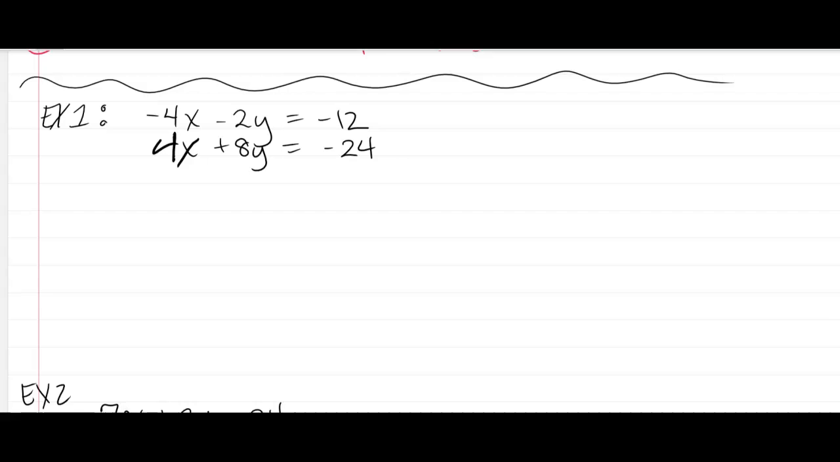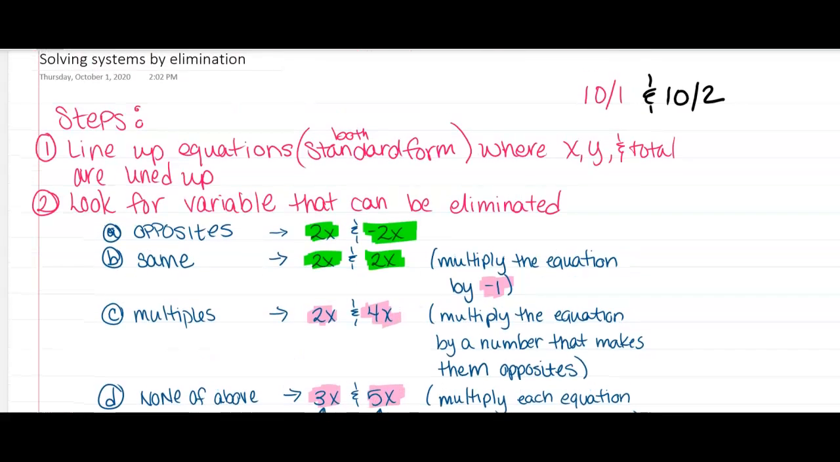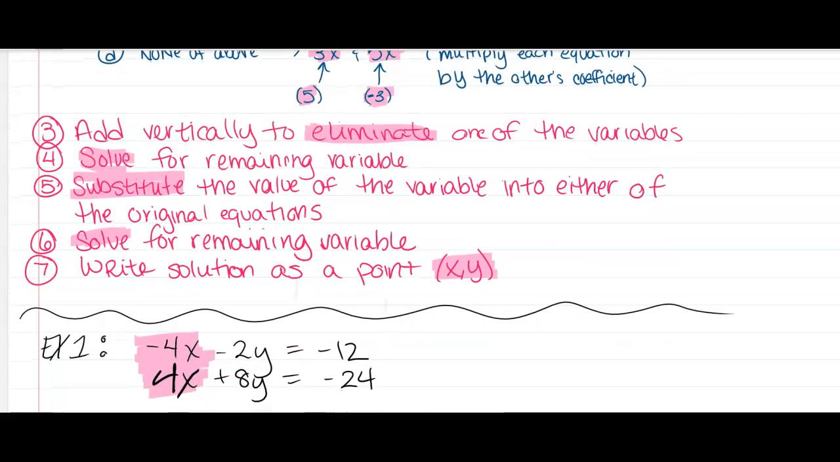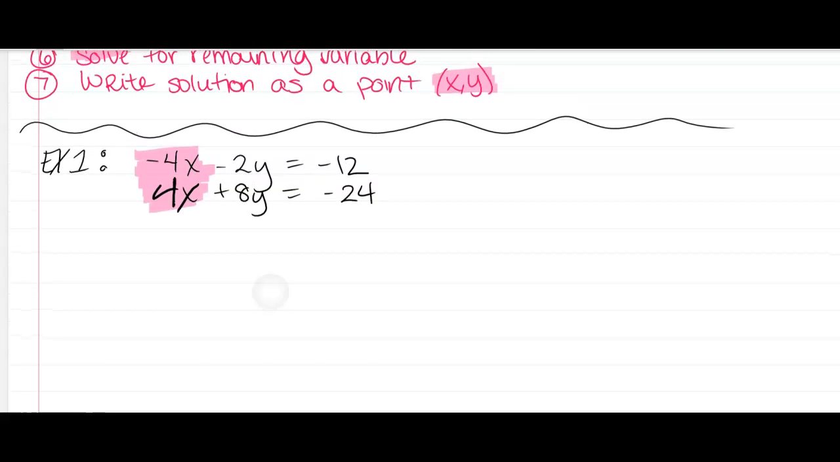So the first example, we have -4x minus 2y equals -12, 4x plus 8y equals -24. If you notice, this -4x is complete opposite of this 4x. So that takes care of our first step because they're already lined up. Then we look for opposites. We found some opposites, so now we're going to add vertically to eliminate them.